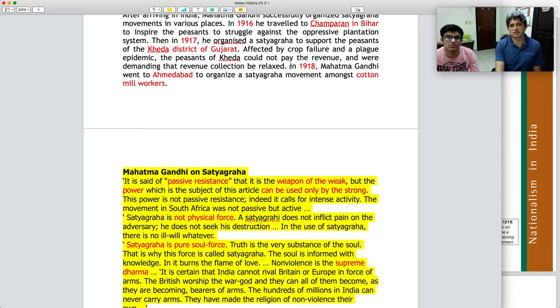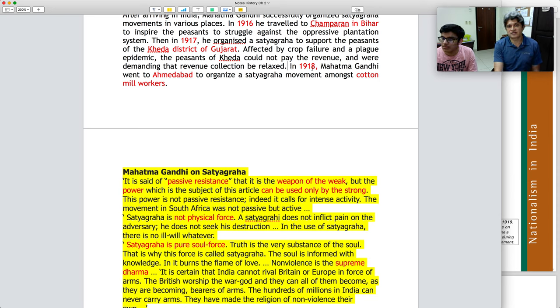So they have to pay the revenue to the lords there, who own the farms, who own the fields. Because there was this crop failure, they were not in a position to pay the taxes and the revenue to these landlords. So they wanted it to be relaxed, cancelled, abolished.